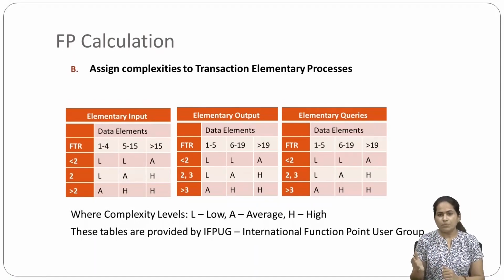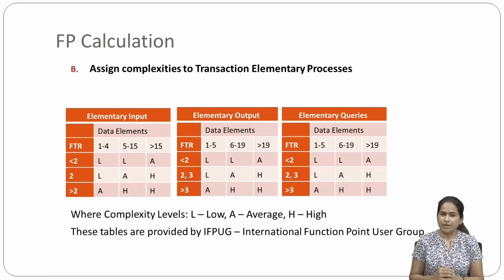For elementary output, suppose your FTRs are less than 2 and the data elements you have are 6 to 19, then you will have low complexity. Suppose you have FTR 2 or 3 and your data elements are greater than 19, then you will have high complexity. And if your FTR is greater than 3 and your elementary output data elements are 6 to 19, then the complexity will be high.